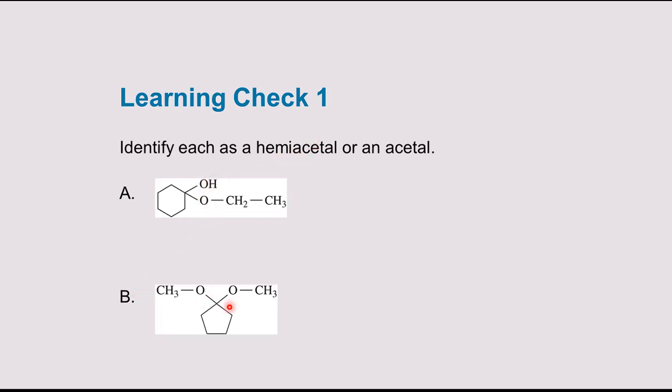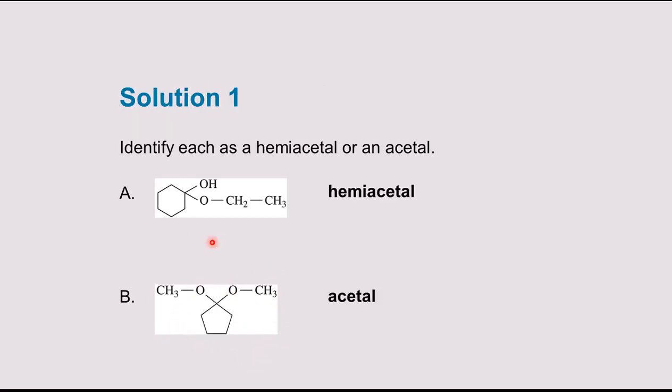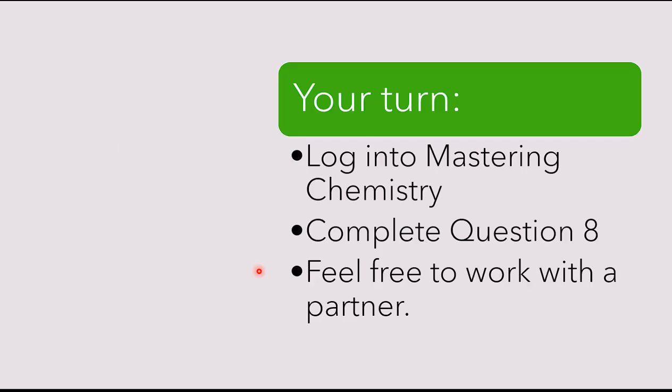B, however, if you notice, this carbon has 2 oxygens bound to it, but both of these oxygens have an alkane chain substituent on them instead of a hydrogen. Therefore, this is what's considered an acetal molecule. So again, a hemiacetal because we have a hydroxyl and an oxygen with an alkane chain. Acetal because we have the 2 oxygens both with alkane chains.